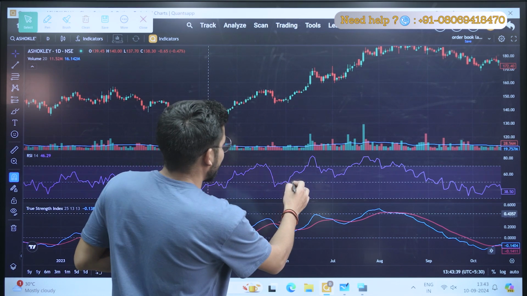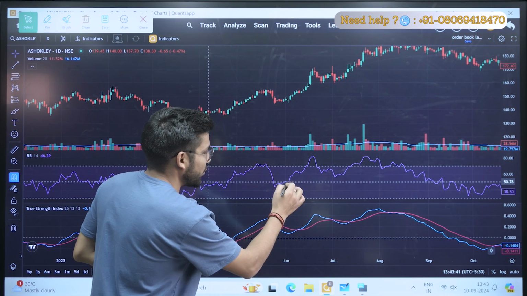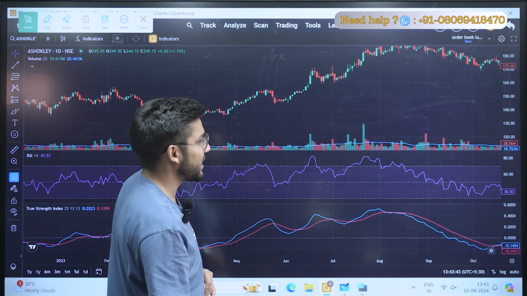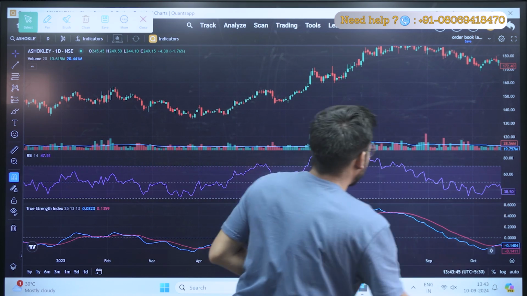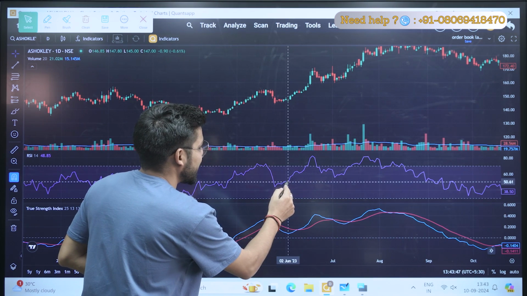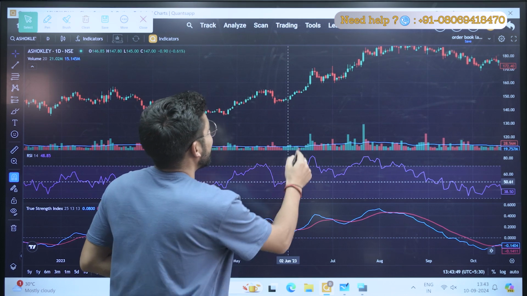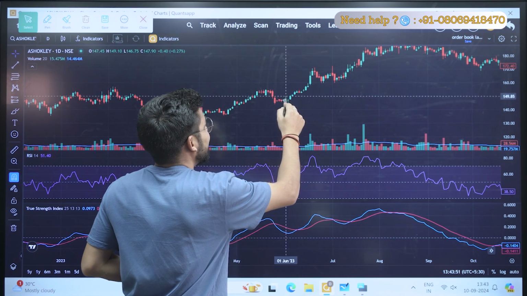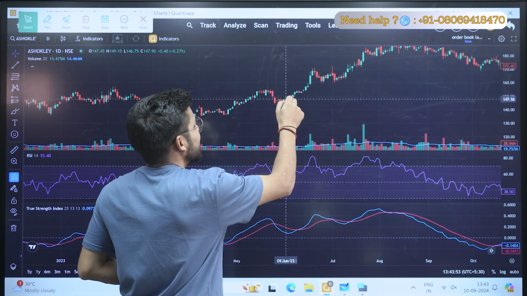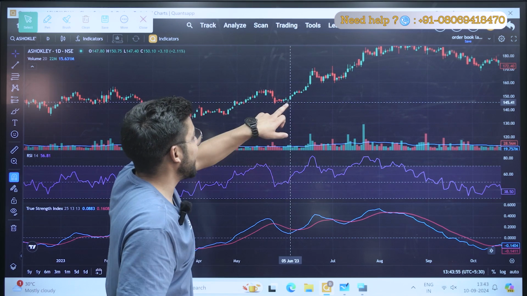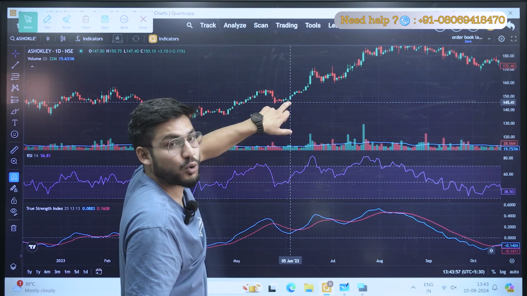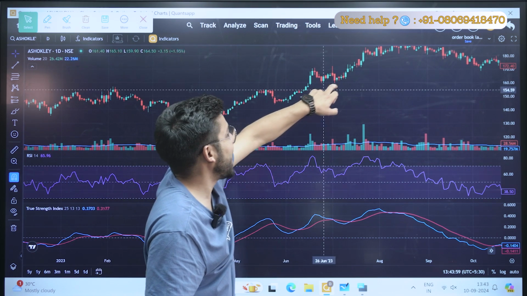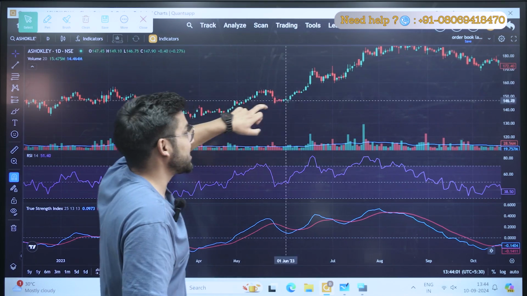RSI again crossed this level here. At this point, you can see it is crossing my 50 level. It is again crossing here at 51. And I can see the very next candle is a good candle. This body is very good. So I can initiate my trade from this point of time also, and I can get a good movement in this particular stock.